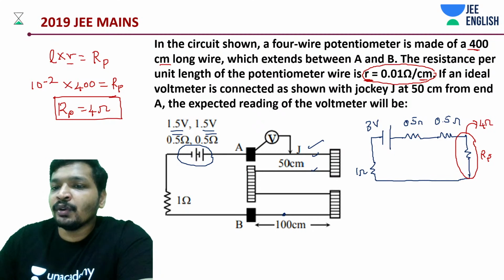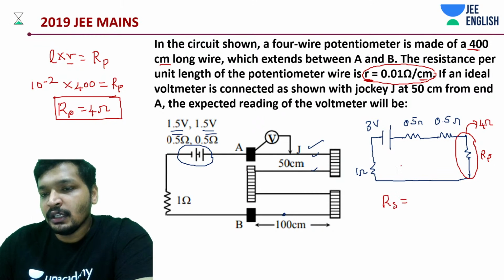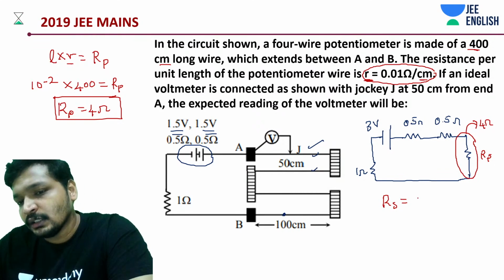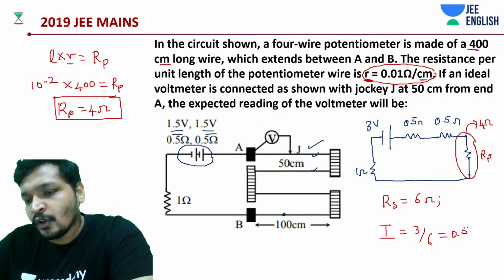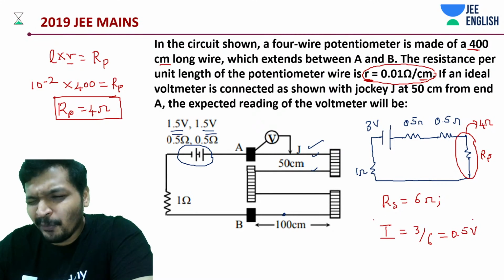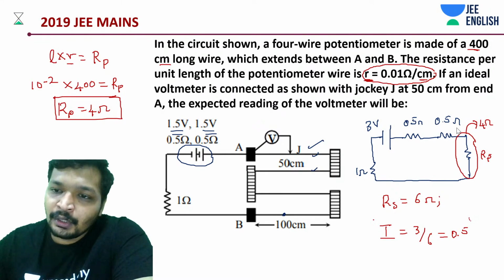Now how much is the total resistance of the circuit? Our series is how much? 0.5 plus 4 plus 1, 6 ohms. What is the current? Current is going to be 3 volts by 6 ohms, basically 0.5 amperes. 0.5 amperes is the total current.